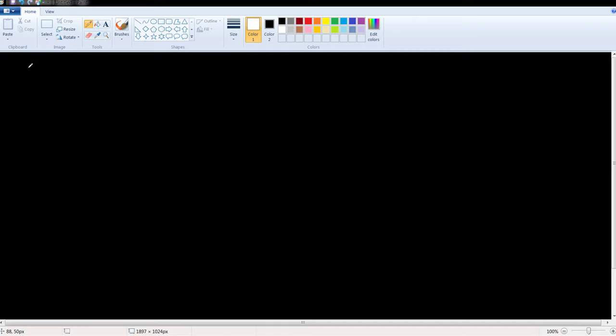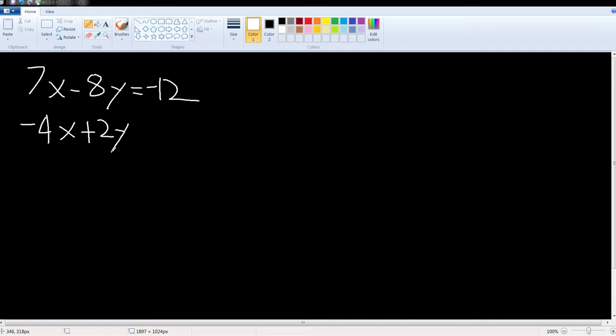So the second example we have is 7x minus 8y is equal to -12, and -4x plus 2y is equal to 3. If you look at this question, we can see that all the variables have some kind of coefficients. So in general, it doesn't really matter which variable we solve for. So let's just stick with the first one, and let's just solve for y.